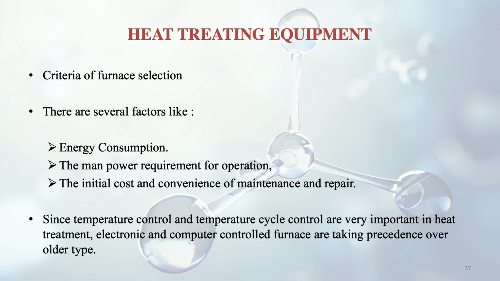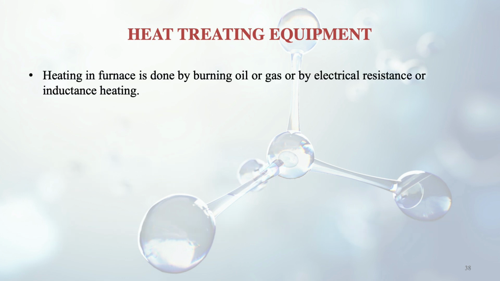Since temperature control and temperature cycle control are very important in heat treatment, like we have seen earlier also, nowadays electronic and computer controlled furnaces are being used, and they are taking over the older type. Heating in a furnace is done by burning oil or gas, or by electric resistance or inductance heating. So this is also one factor which will govern the criteria for selection of the furnace.